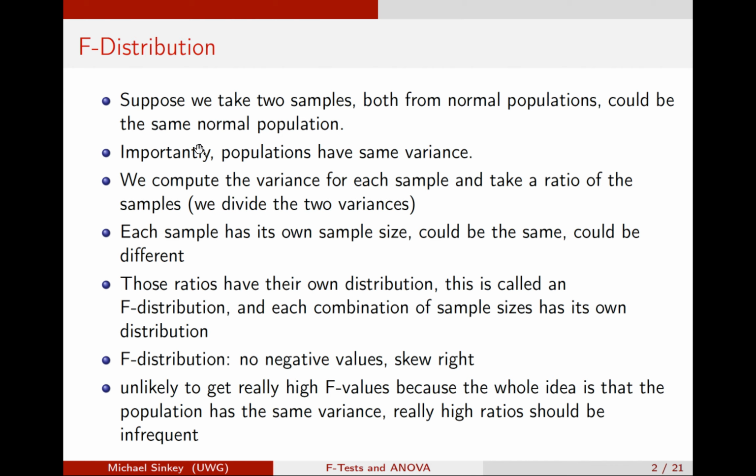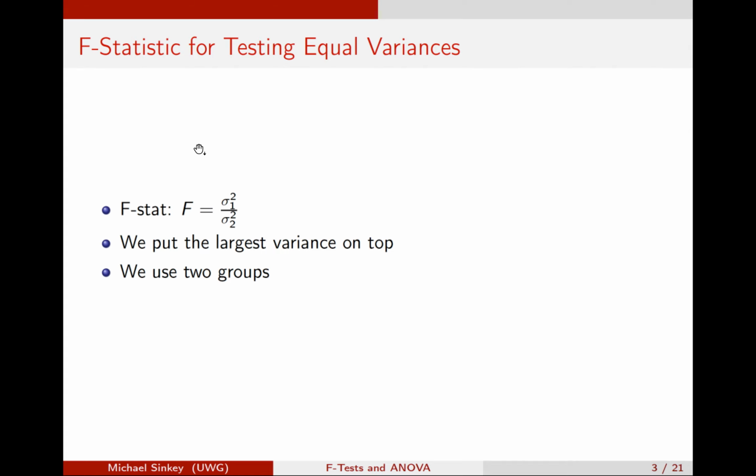And those ratios have their own distribution. It's called an F distribution. Each combination of sample size has its own distribution. So we will have a large number of critical values when we look at an F table. The F distribution has no negative values because variances are always positive, but you should be unlikely to get really high F stats by chance because the premise is that the population has the same variance. And then we're testing to see whether or not our two samples have the same variance.